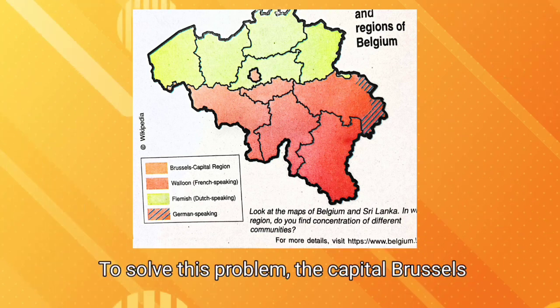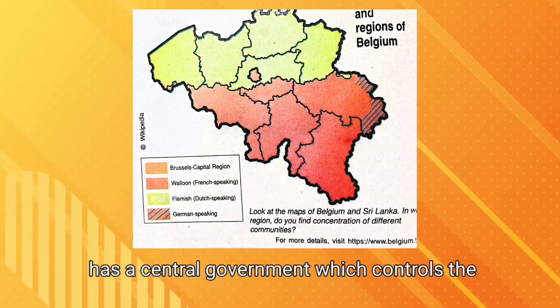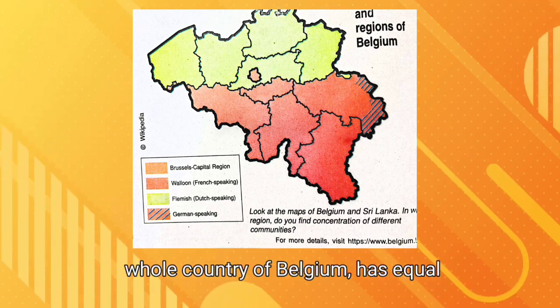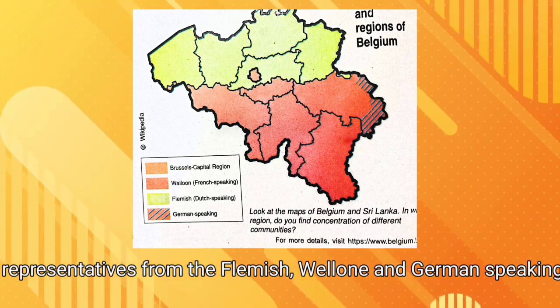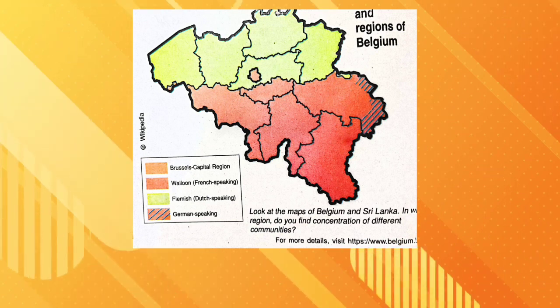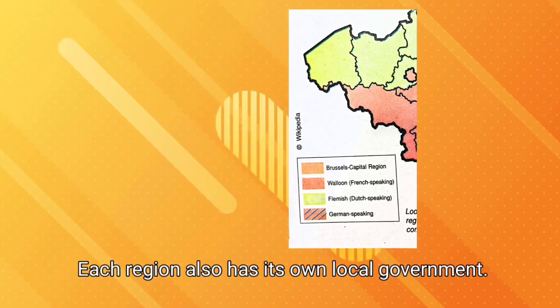To solve this problem, the capital Brussels has a central government which controls the whole country of Belgium, with equal representatives from the Flemish, Walloon and German-speaking regions. Each region also has its own local government.